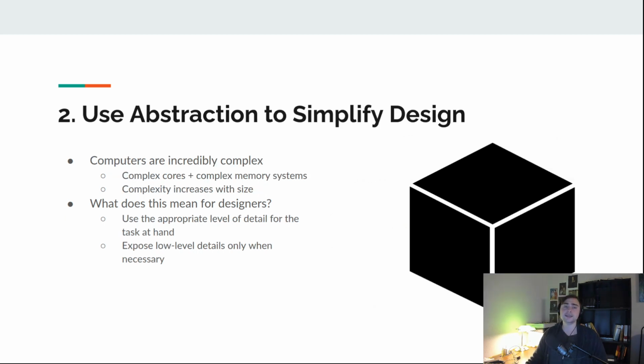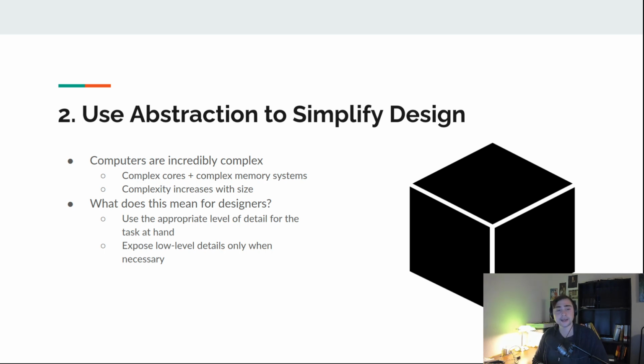And number 2 on the list, we have this idea of using abstraction to simplify design. So computers, as you're probably well aware, are incredibly complex things. And so we not only have these very complex cores, we have a very complex memory system. And these two things are going to interact with each other, which adds additional complexity. And this complexity only increases as we make larger and larger chips. We go from single core to multi-core to multi-node systems.